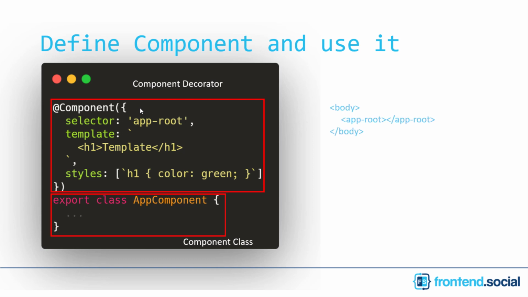Suppose app-root is our component and it appears on the HTML like this. So when Angular is initialized and it sees that the app-root element is on the HTML, it will put its template inside the app-root element and it will appear like this on the HTML.